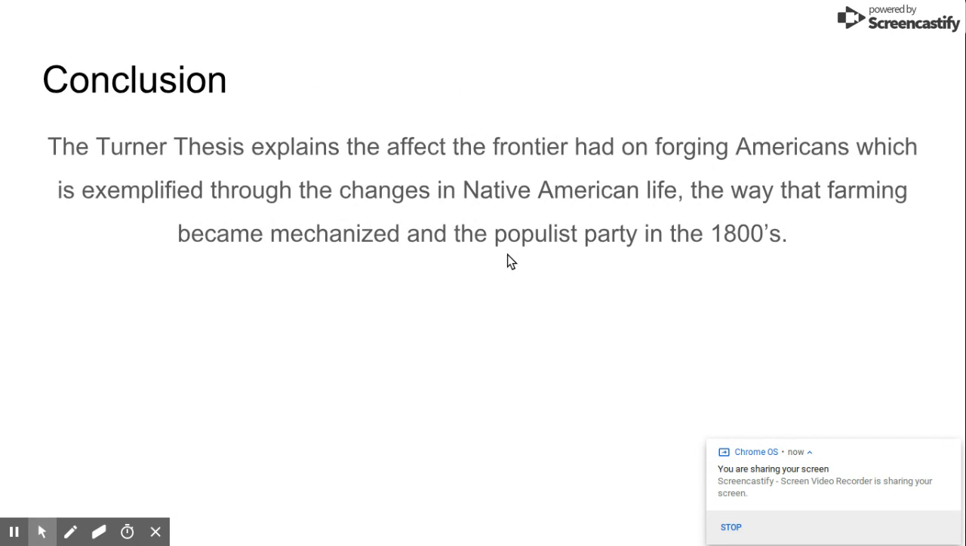In conclusion, the Turner thesis explains the effect the frontier had on forging Americans, which is exemplified through the changes in Native American life, the way that farming became mechanized, and the Populist Party in the 1800s.